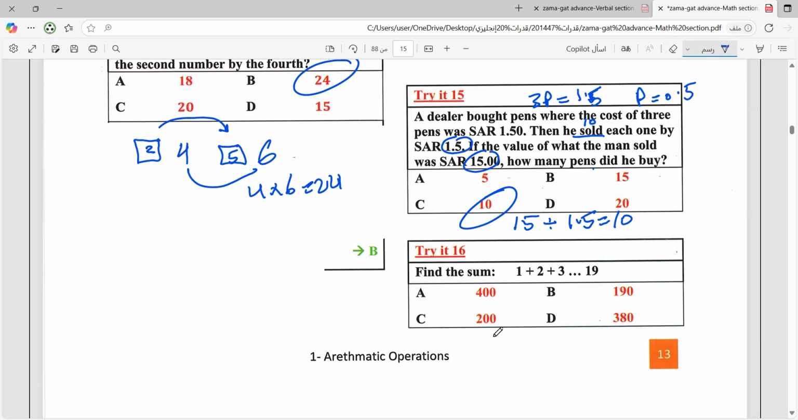Yeah, the answer is 10. How did it depend on the book now? The answer is 10. So how many pens did he buy? 10 pens, because he paid 50 riyals. He sold 10 as well. Yeah, he sold each one for 1.5. So he sold 10. Yes.